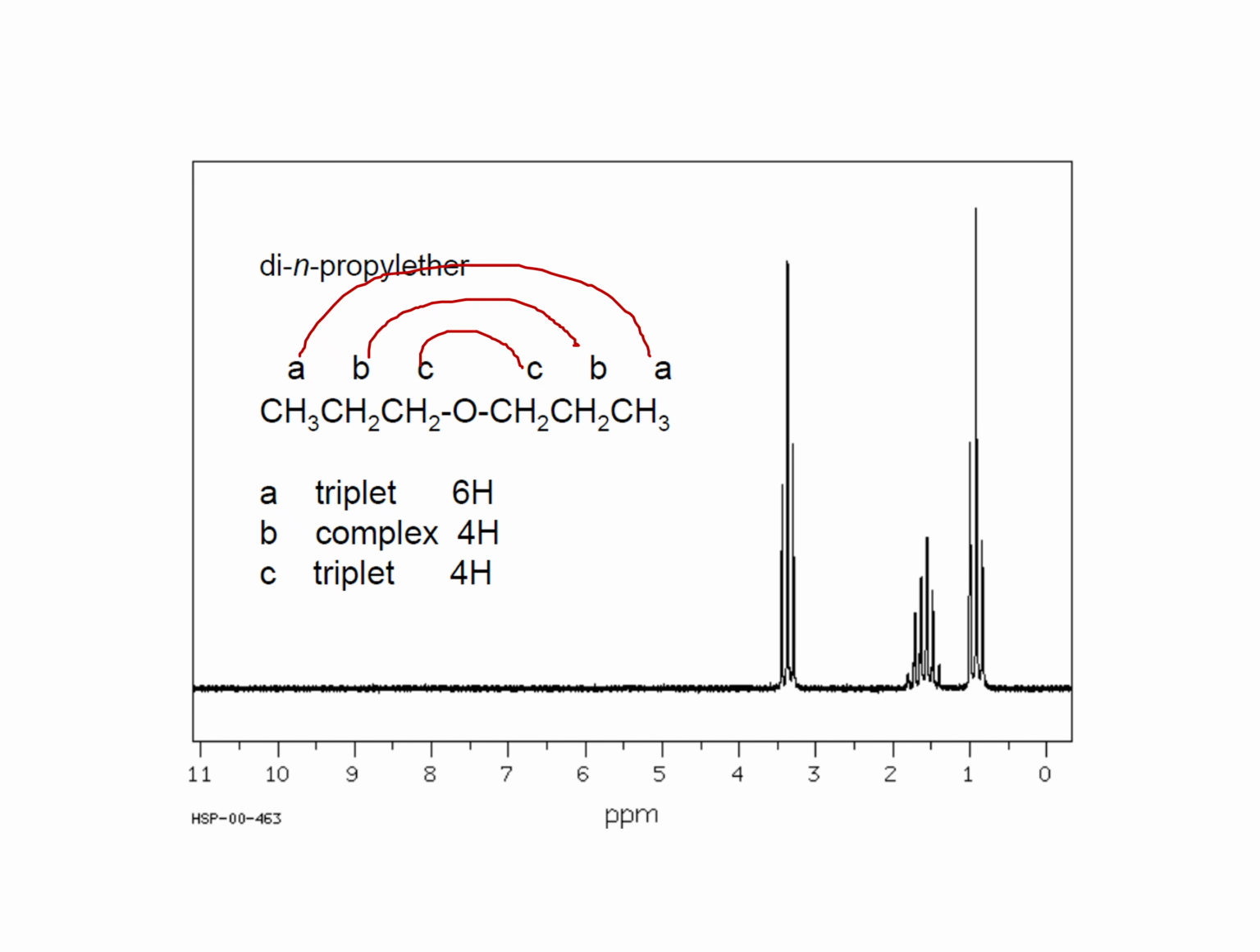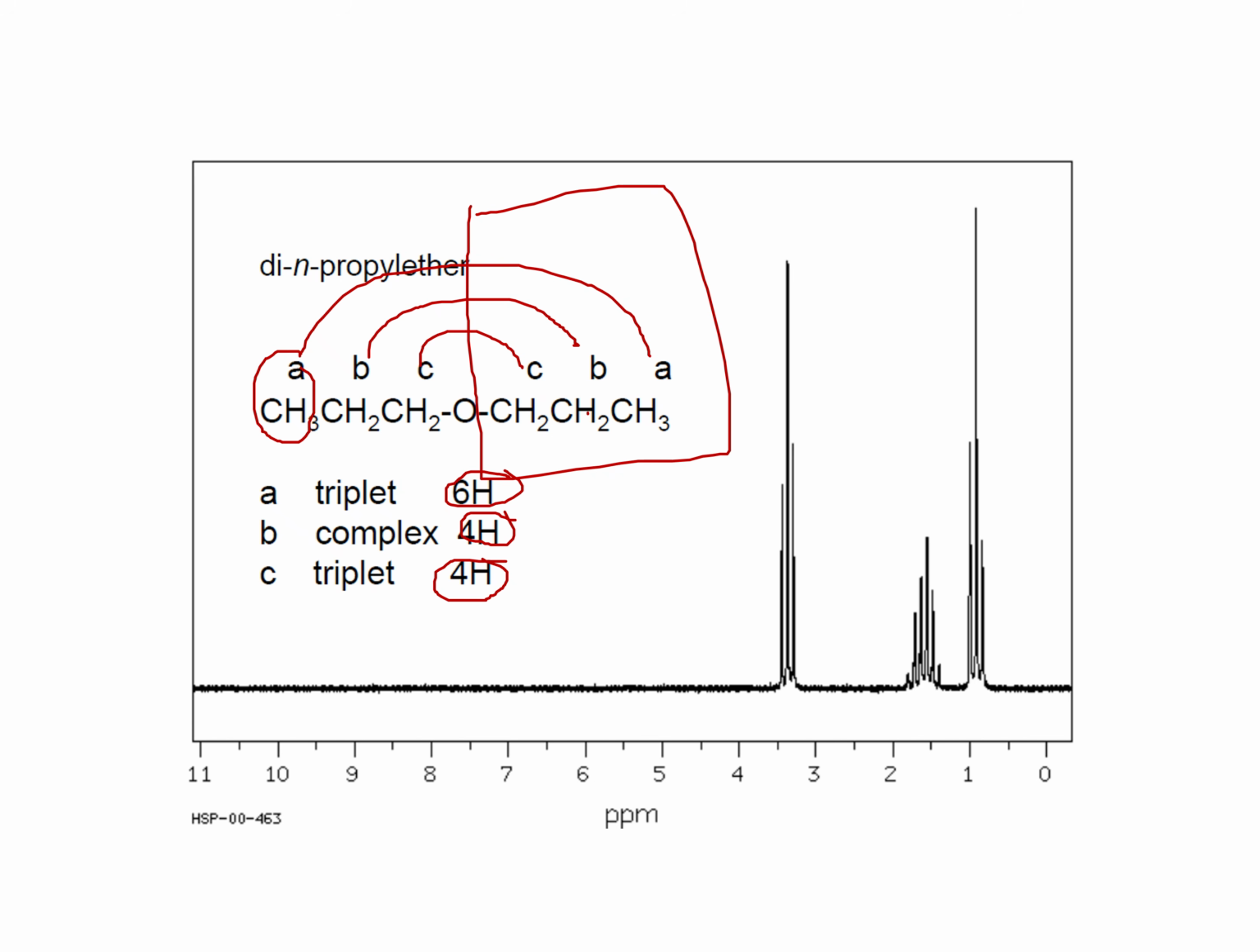Whenever you are counting the total hydrogen, obviously they would be counted based on their availability. So for C, how much hydrogen? 4 hydrogen. For B, how much hydrogen? 2 plus 2 is equal to 4 hydrogen. For A, how much hydrogen? 3 plus 3 is equal to 6 hydrogen. But whenever you are thinking about the splitting, don't count both sides, just consider one side.